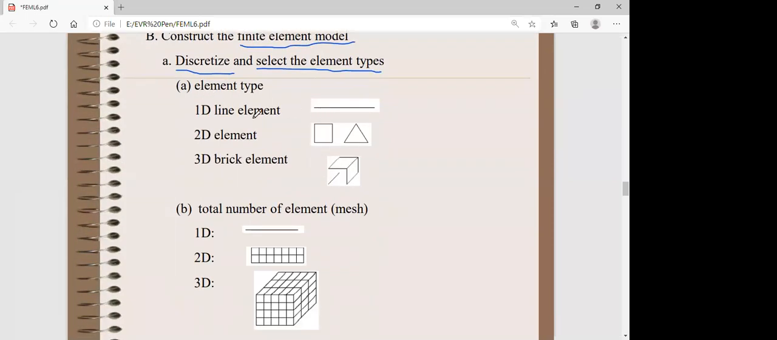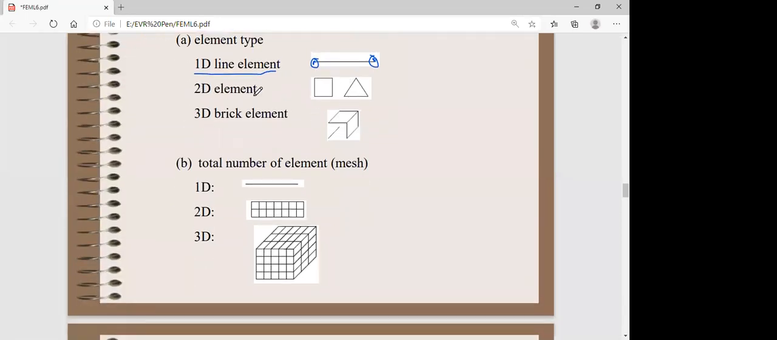Element types are 1D line elements. 1D elements are always represented as a line. A 1D element always has two nodes only, at its ends. This is one end, and this is the other end. These points at the boundaries of the element are called nodes.